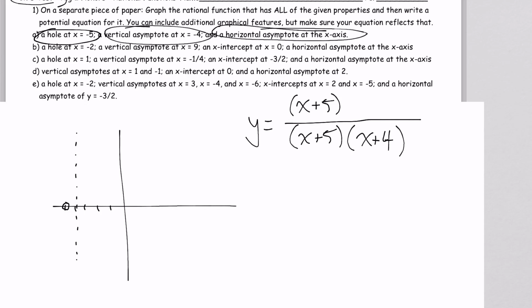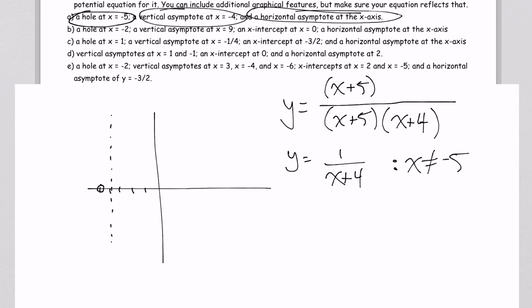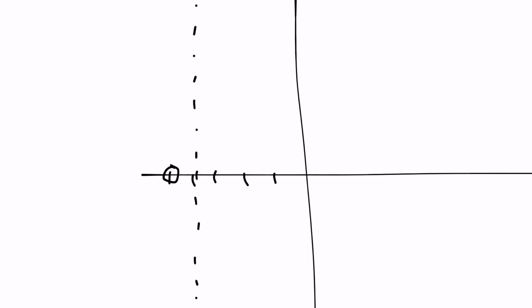Now, remember, the other name for a hole is a removable discontinuity. We call it that because we can remove it from the equation. So this thing is going to look exactly like 1 over x plus 4, with the exception that x cannot equal -5, the value of that hole, which means it's actually just your mama graph looking like that. And so we can sketch it in.